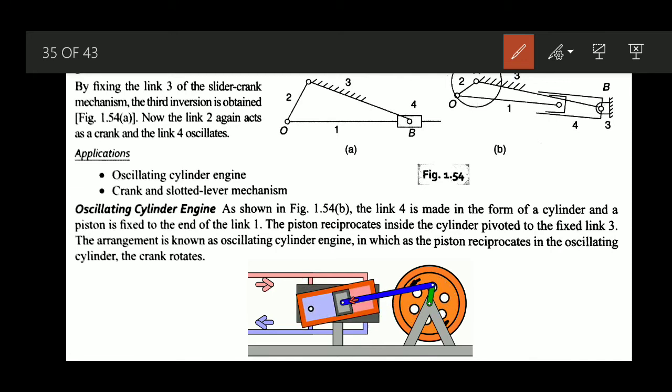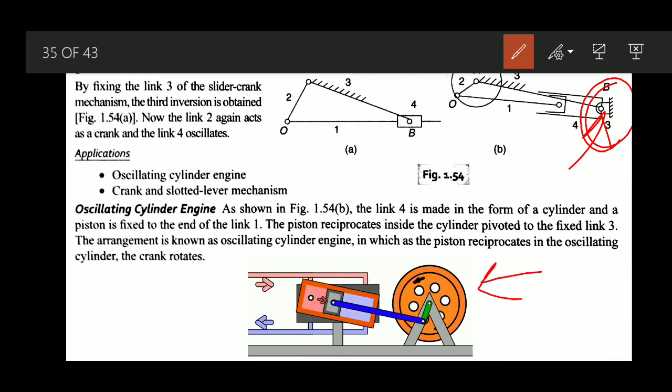Now in that particular case, what will happen if we do this modification? The piston reciprocates inside the cylinder, which is pivoted to the fixed link C. Here is the pivoting. Pivot means about this particular point it can have an oscillating kind of movement. Because of this arrangement, as you can see from this GIF animation, this is the pivoting point.